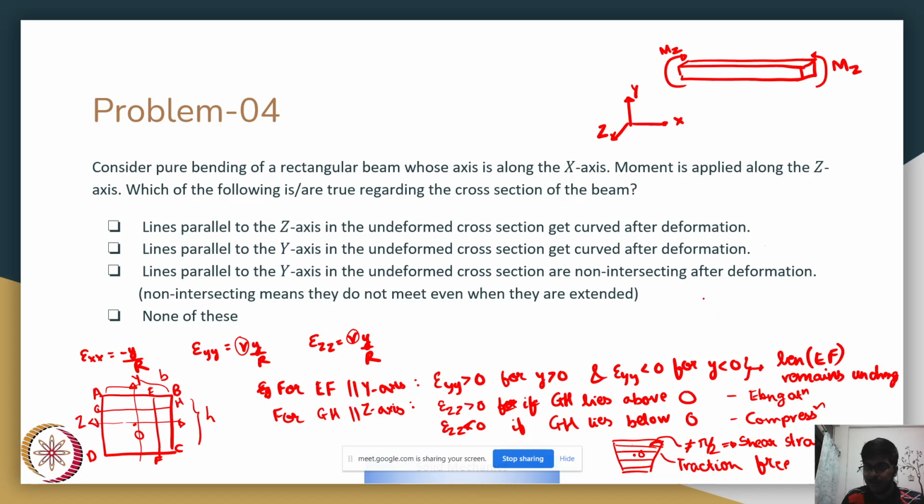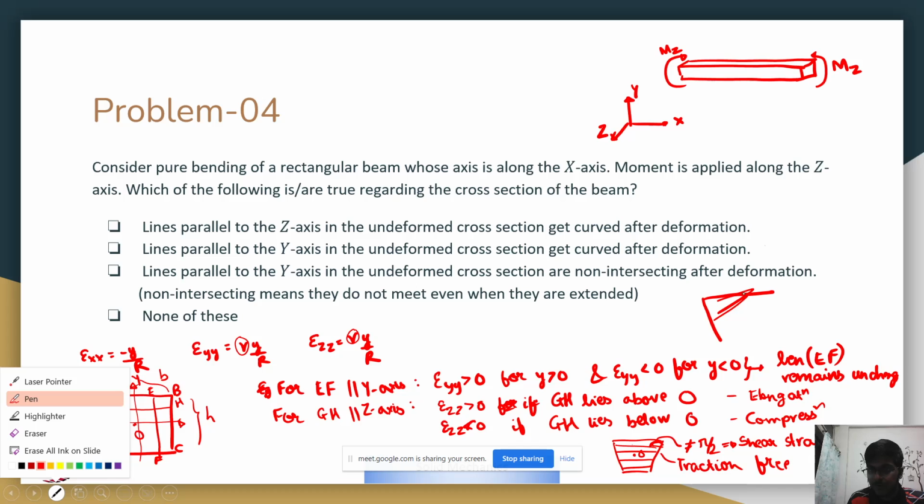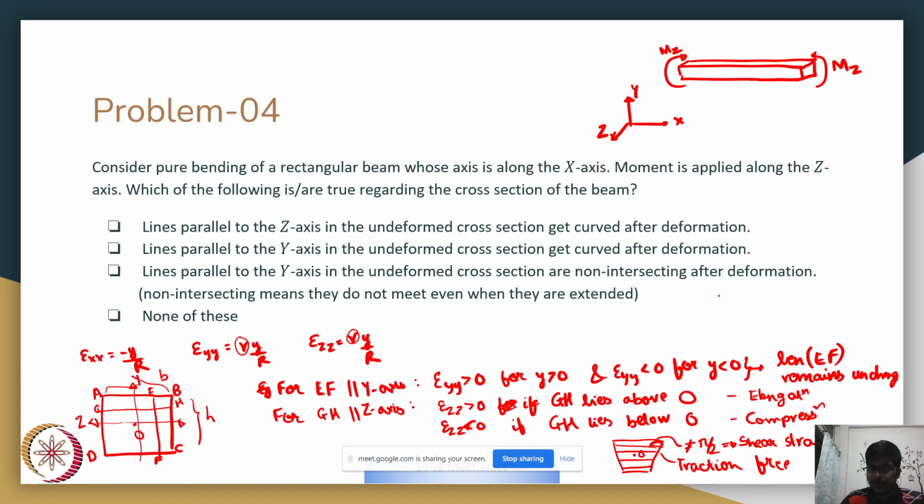So what we end up with is a curved sort of cross section. We end up with something like this. The lines above are elongated, lines below are compressed, but when they meet the free surface, they are always perpendicular to each other. So lines parallel to z-axis get curved after deformation.